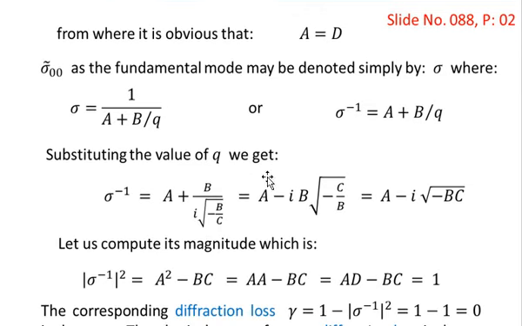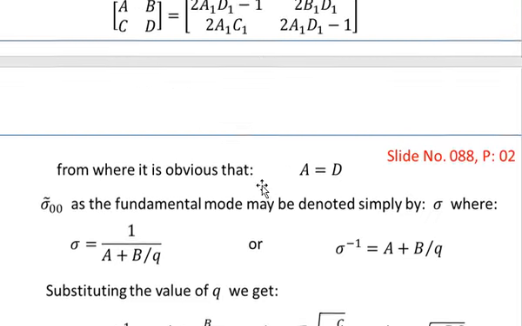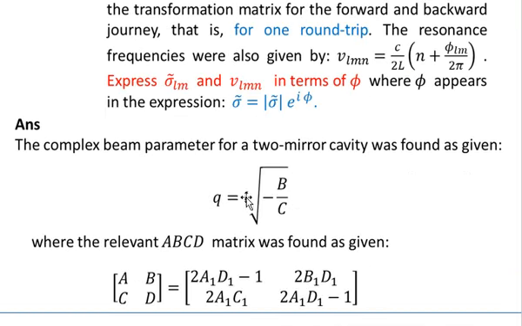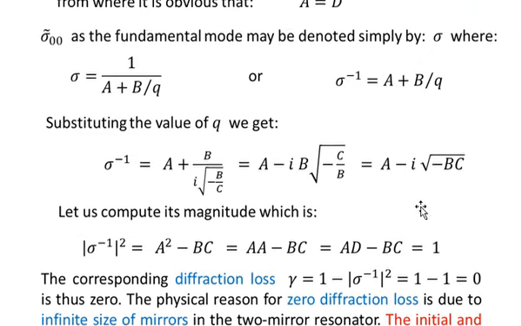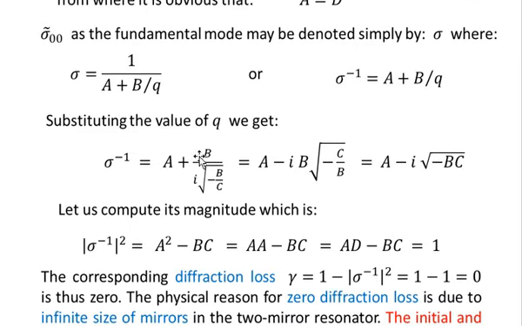Substituting the value of Q, which is the value we just mentioned, in this expression we get sigma inverse is equal to A plus B over iota times square root of minus B over C. Simplifying this one, we get A minus iota B times square root of minus C over B, and then on the rightmost side, A minus iota times square root of minus BC. So this is what we have found for sigma inverse.